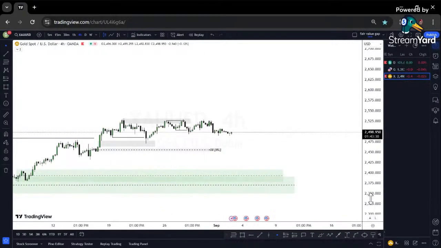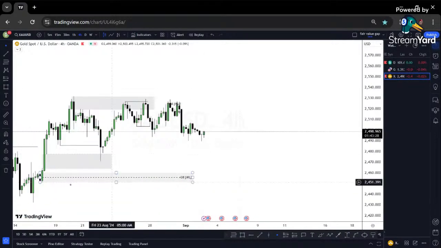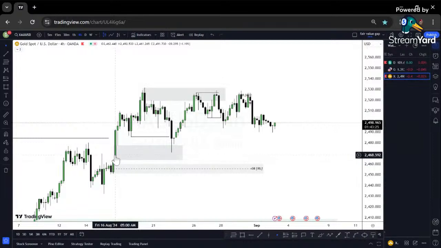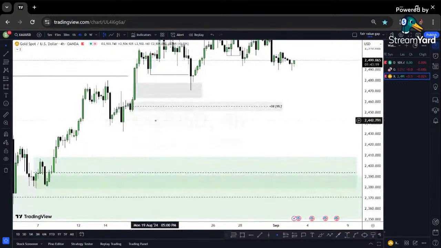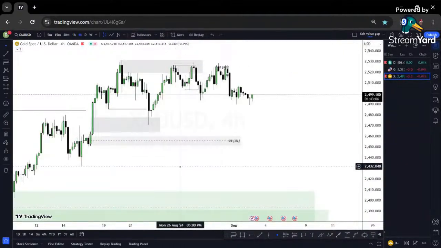Let me look at the H4. So we have this. We'll still have a little bit of imbalance for this H4 plus this other block. Then this one. So we have about 2 points of interest where the market has not rebalanced, that are potential zones that the market will get to.